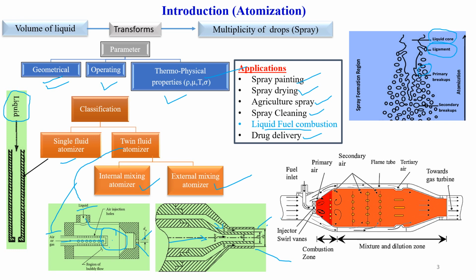First I explained about atomization, then the process, primary and secondary breakup, then the important parameters which affect the atomization, then the classification: single fluid atomizer and twin fluid atomizer. Further, twin fluid atomizers are classified into internal as well as external mixing, then the important applications of sprays, then where our injector is going to be used in the combustion chamber. Then I will move to the design of the combustion chamber.